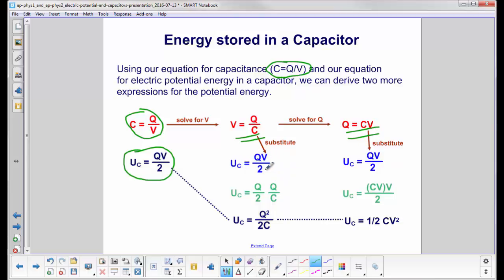U sub C equals QV over 2. I have Q over 2 times V. V is Q over C, and I get potential energy is Q squared over 2C. And if I go down this column, I get potential energy is 1/2 CV squared.